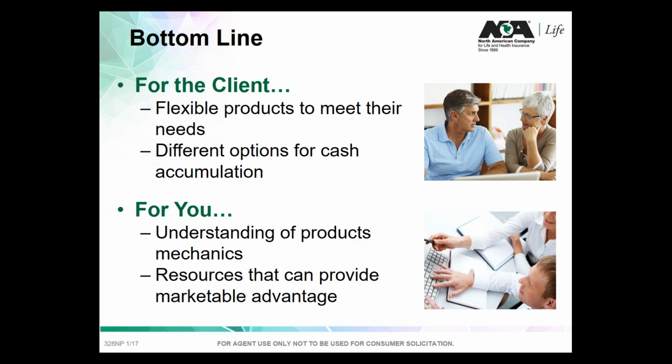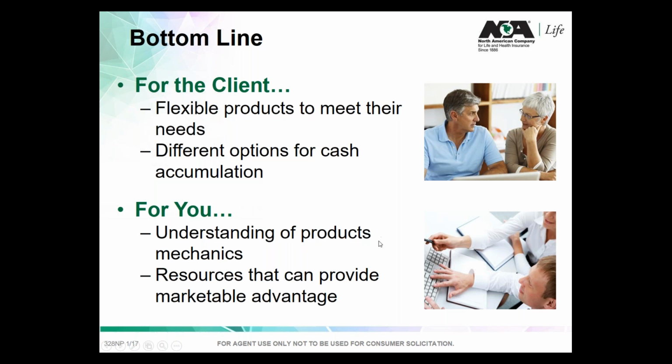So the bottom line for all indexed universal life products really is that indexed universal life provides some flexibility in terms of not only all the flexibility that universal life provides, but it also provides different options for cash accumulation as opposed to just a fixed interest rate, especially in a fixed interest rate environment that's not too thrilling. It provides different options for cash accumulation, knowing, of course, that if you want, you can always go back and allocate to the fixed account if you'd like.